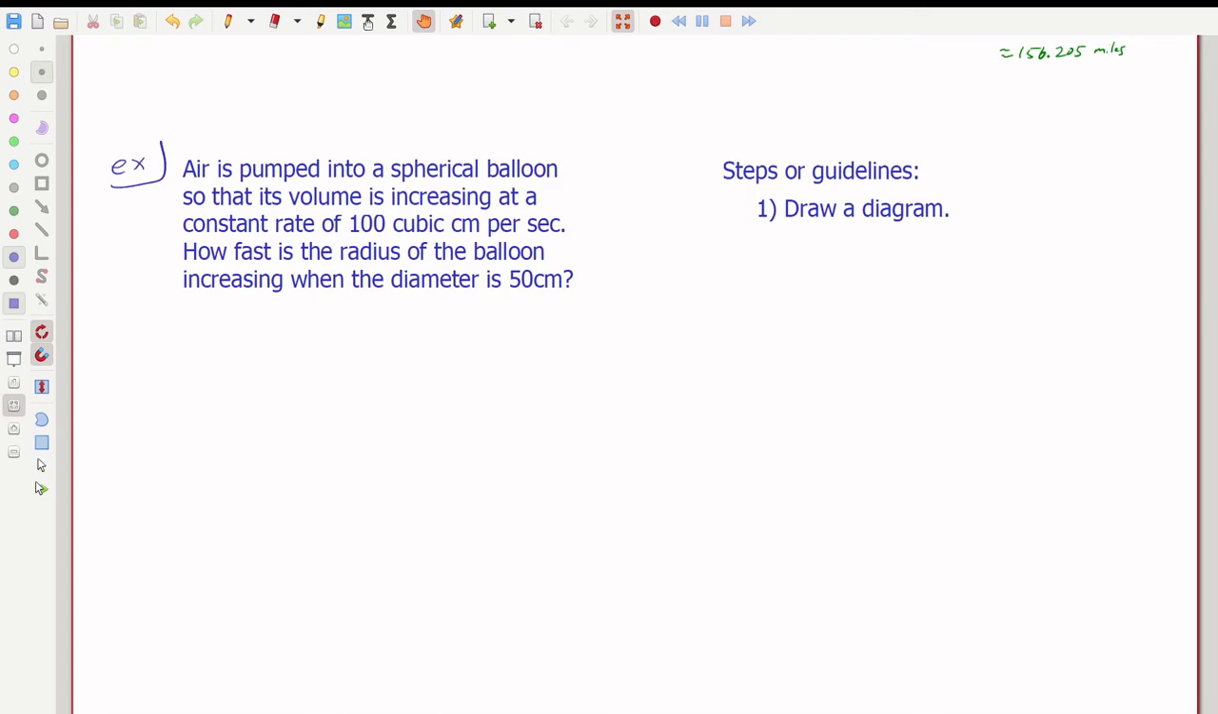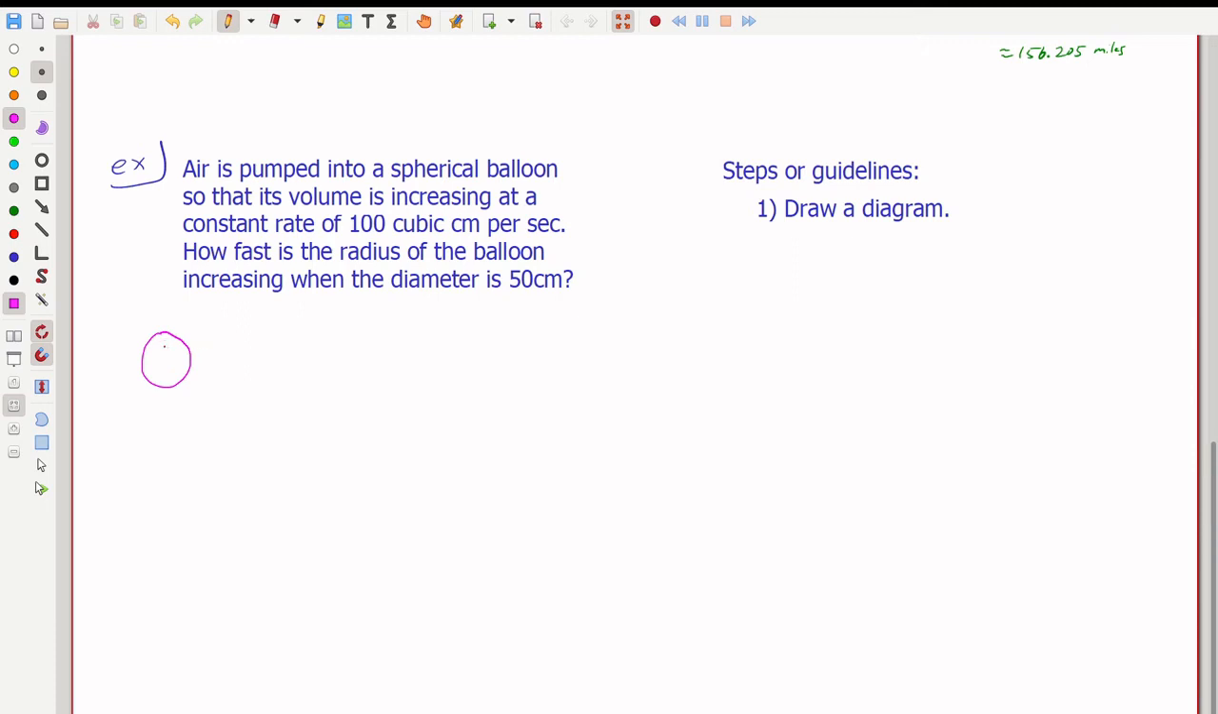All right, so let's go ahead and draw a diagram then. For this problem, and here's an example of how the guidelines don't always work. If all I have going on is this spherical balloon, I don't really have a whole lot to draw. Also, when I draw a sphere, it looks a lot like a circle.